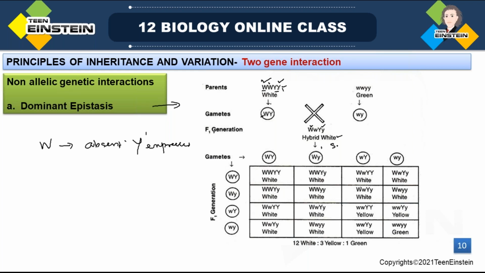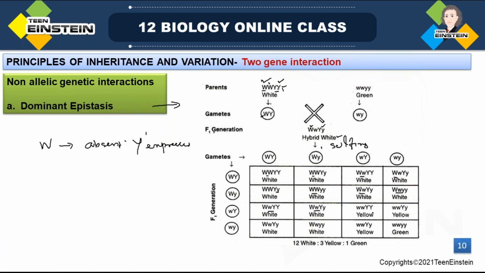Again it is allowed to self. After selfing, wherever the dominant white gene is present, all of those form the white phenotype. Everywhere you can see white. Even if it is in heterozygous condition, one dominant allele is present, so it masks the yellow color gene.